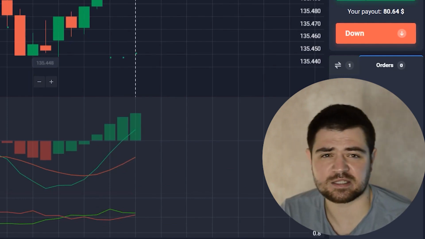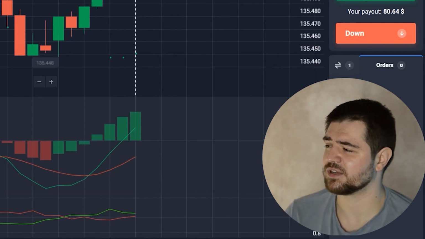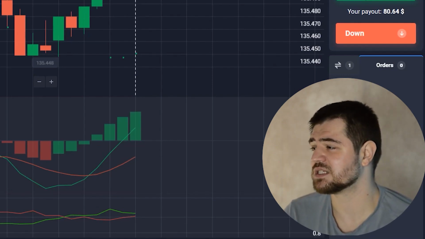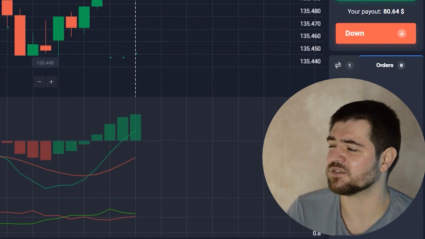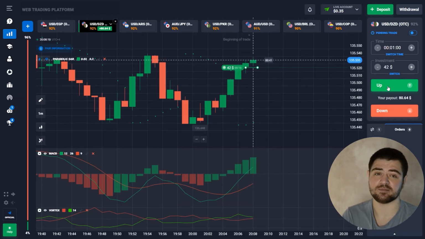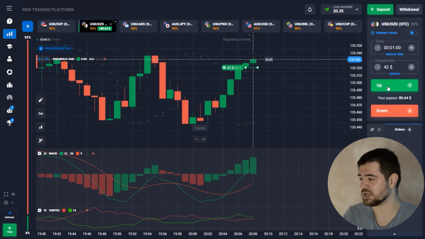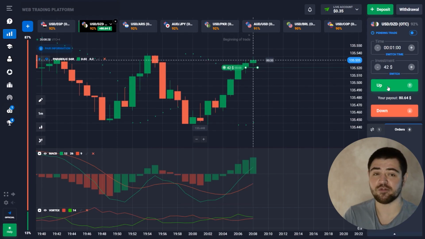Let's see if it has the power to stay in that area, if it has the power to break this resistance level that it's facing now. But for us, probably it will be enough time, because 1 minute is not a long period of time, so we should be good on this. So let's wait for the rest of the time to finish and we move on.